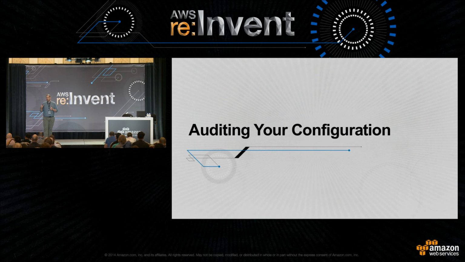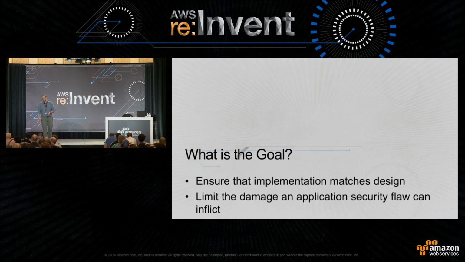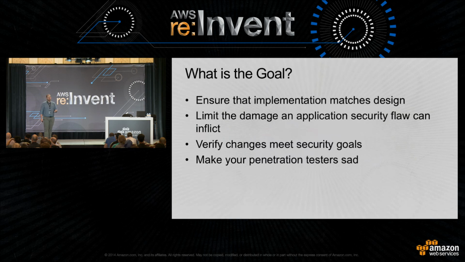So we've talked about what to look for. Now, how do you do it? The goal is literally to ensure your implementation matches the design that you intend, because you're trying to limit the damage from one flaw and make sure that you can't chain that to another series of flaws and get total system compromise. So you're trying to verify your security goals. And more importantly, you're trying to make people like me sad.